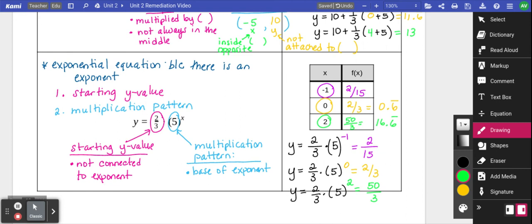And the next thing you're going to do is try the practice problems on the next few pages of your remediation packet.